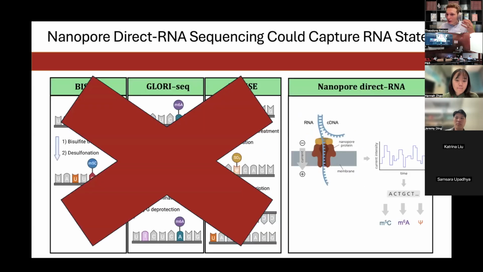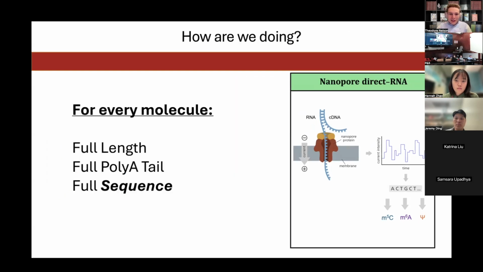What all of these other technologies lack is the ability to profile multiple modifications at the same time. Once you start doing too many chemical treatments, right, the risk of interference or otherwise grows stronger. And what's worse than having data? Bad data, right? We want good data. So nanopore direct RNA sequencing is at the moment the best choice to look at this question and to try and do RNA sequencing today.